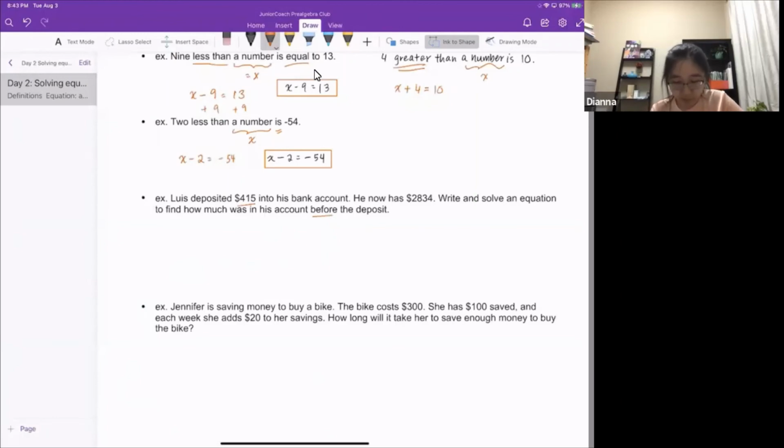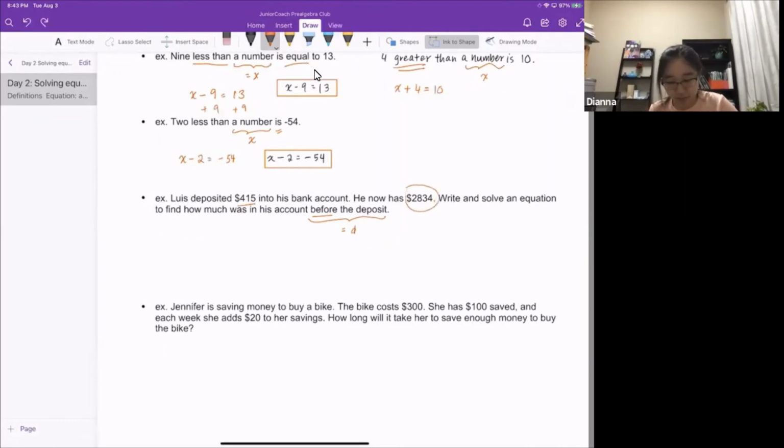So before the deposit, let's let this amount equal D. Just making up a letter. It can be any letter, but D. So D was the amount of money he had before he put in $415, right? So that must mean that his amount before the deposit plus $415 is going to be the amount he has now, right?